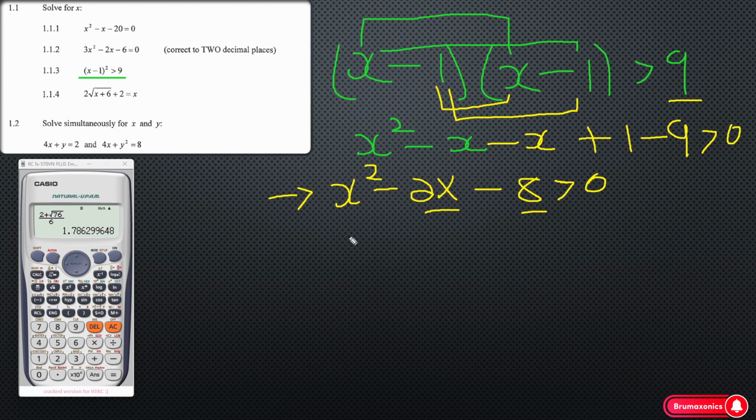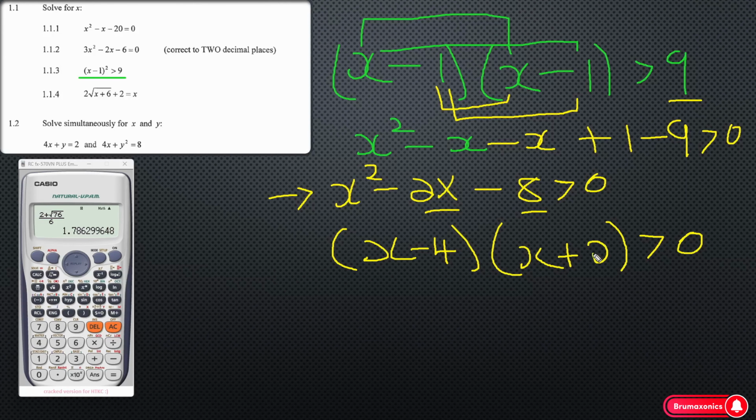So now I'll come down here and say x greater than 0, and then the first one will be negative 4, then the other one will be the positive 2. And then with that, we know that we're supposed to take everything out and get our x values.